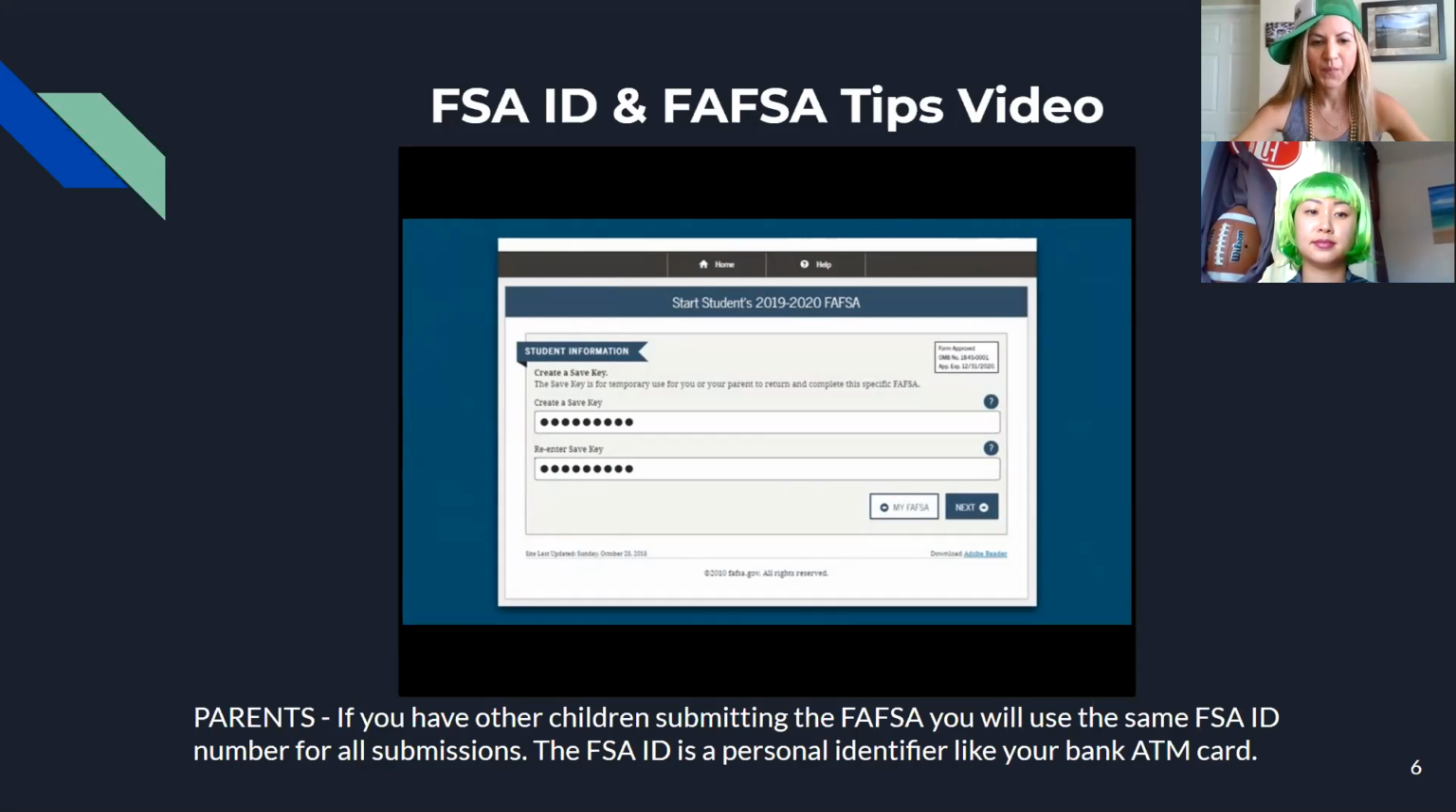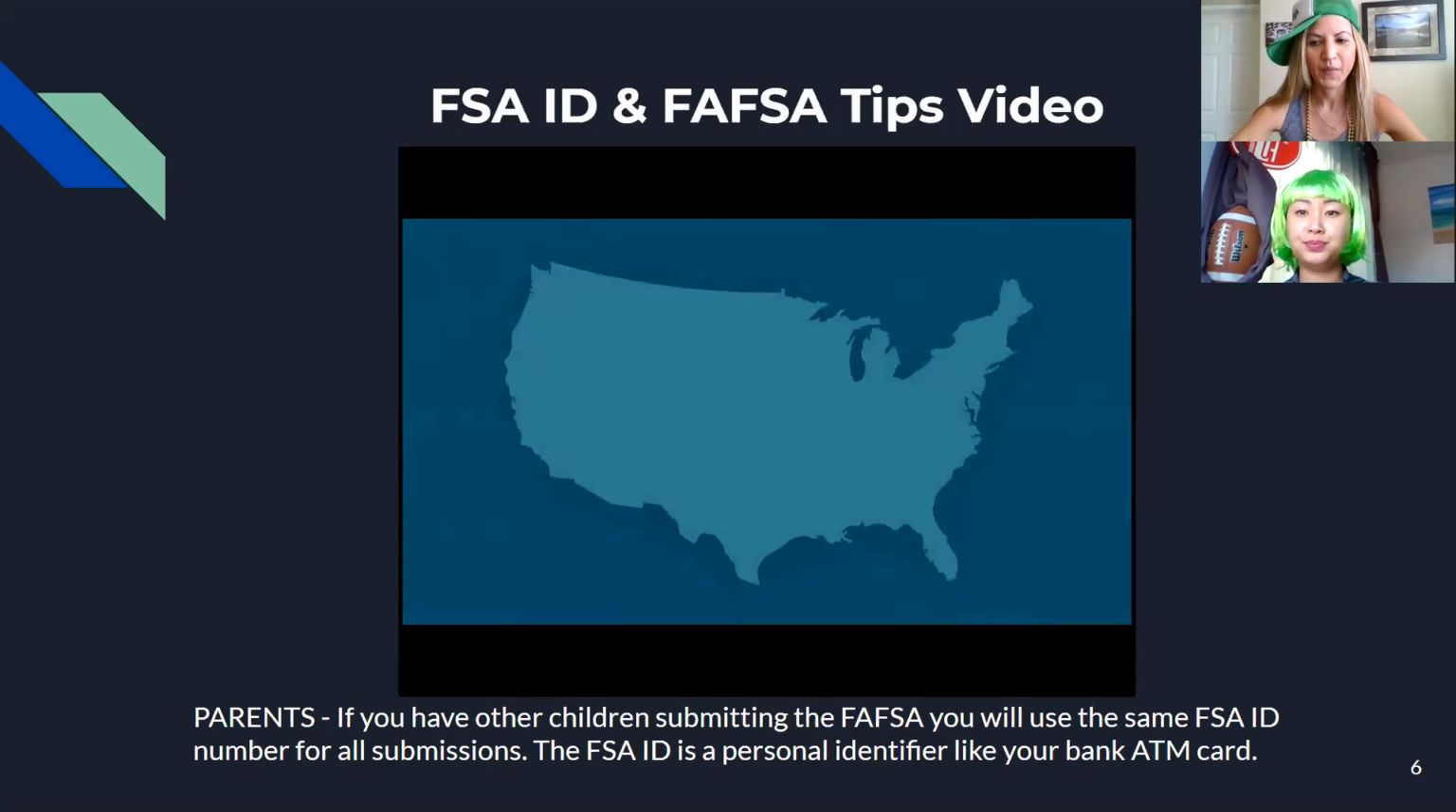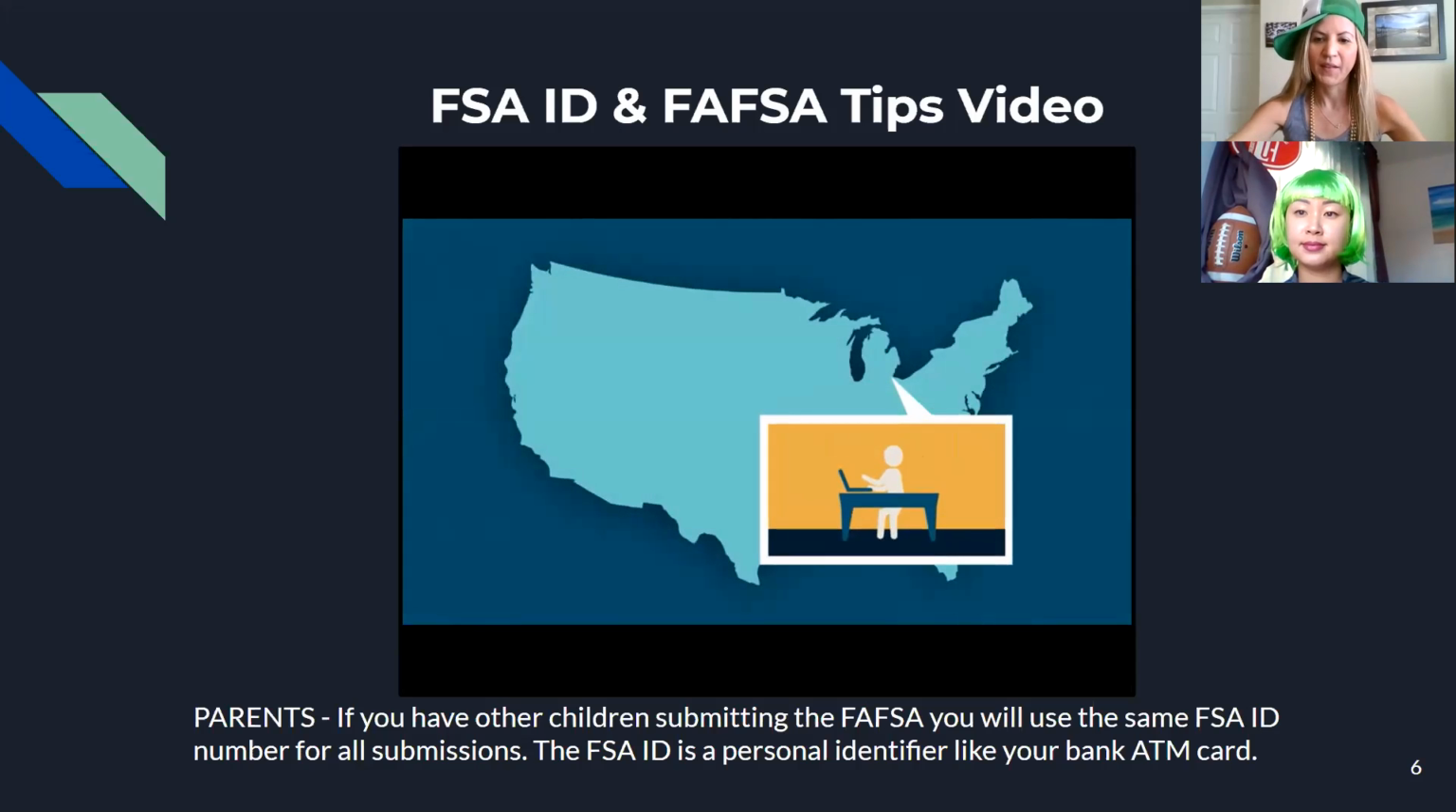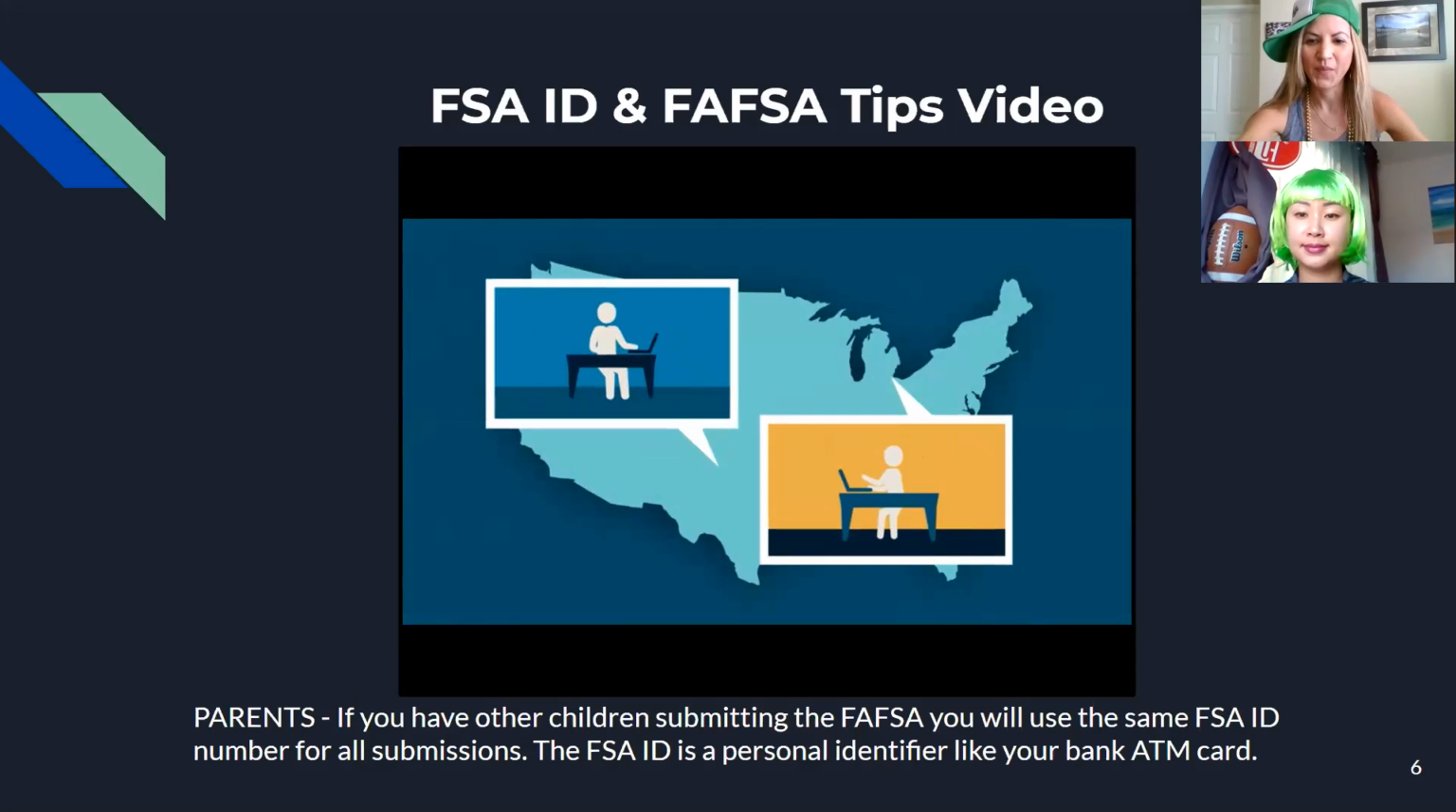Unlike the FSA ID, the save key is meant to be shared between you and your child. If your child starts the FAFSA form, you will pick up where your child left off. Log in with the student's identifiers and use the save key your child created. Help is available for every FAFSA question. You may be able to use your FSA ID to import your tax information directly into your child's FAFSA form using the IRS data retrieval tool.